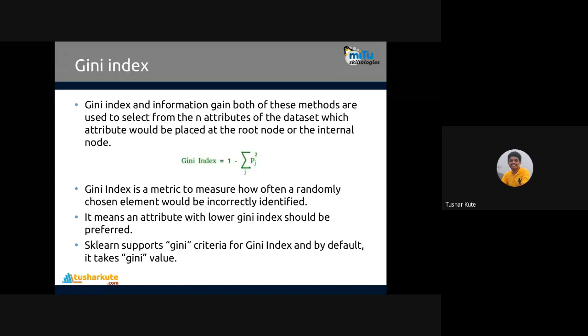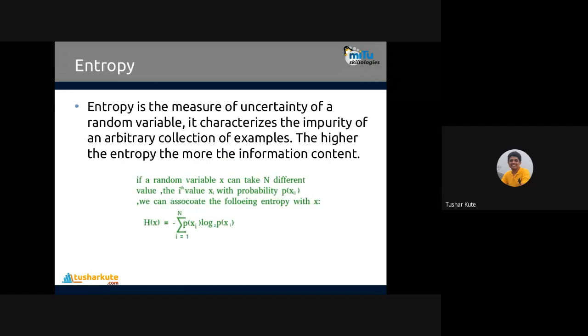You can see sklearn supports the Gini criterion for Gini index, and by default it takes the Gini value. Second is entropy. Entropy is a measure of uncertainty of a random variable. It characterizes the impurity of an arbitrary collection of examples. Impurity, that is the errors present in it, is called entropy. Higher the entropy, more the information contained. Information gain means which feature is having high information present in it. That is identified with the help of the concept of entropy.